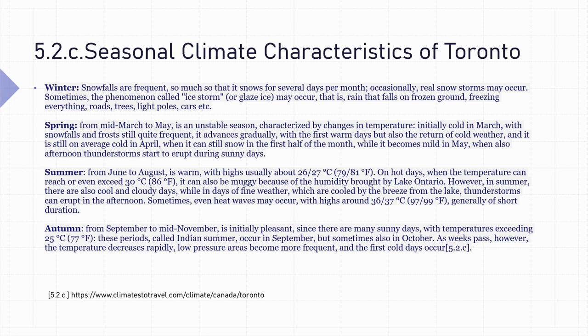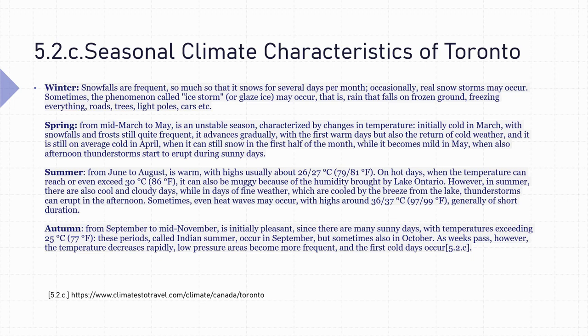Summer, from June to August, is warm, with highs usually about 26 to 27 degrees Celsius. On hot days, when the temperature can reach or even exceed 30 degrees Celsius, it can also be muggy because of the humidity brought by Lake Ontario. However, in summer there are also cold and cloudy days, while in days of fine weather, which are cooled by the breeze from the lake, thunderstorms can erupt in the afternoon. Sometimes even heat waves may occur, with highs around 36 to 37 degrees Celsius, generally of short duration.